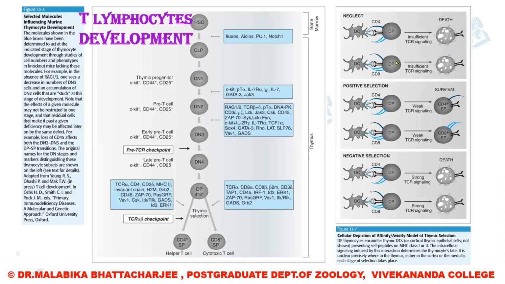During the passage through the thymus and through the double negative stages, followed by the double positive stages, if you remember, there were 2 categories of selection done. One was selection by neglect, insufficient TCR signaling, that is death, and positive selection, so weak TCR signaling.